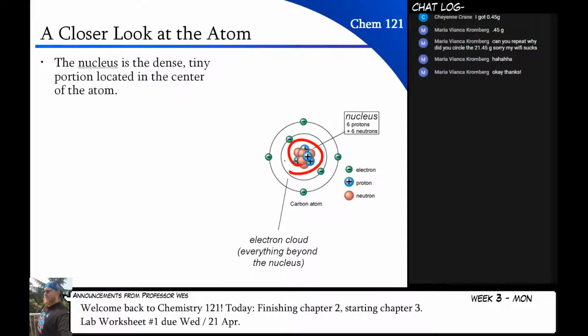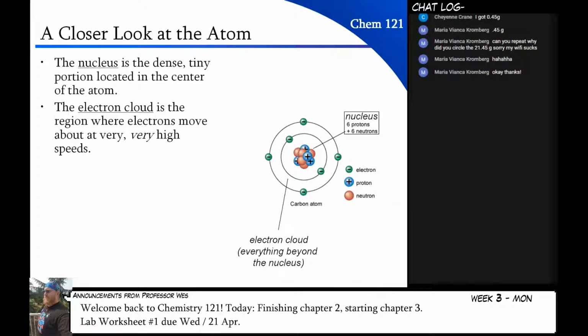So the first thing we're going to talk about is the nucleus. This is the nucleus in the center. The nucleus is the very dense portion of the atom, where 99.999% of all the matter is. It's the very center, and it's very, very small. Everything past the nucleus is called the electron cloud. In the electron cloud, the electrons move very, very fast, getting close to the speed of light fast.